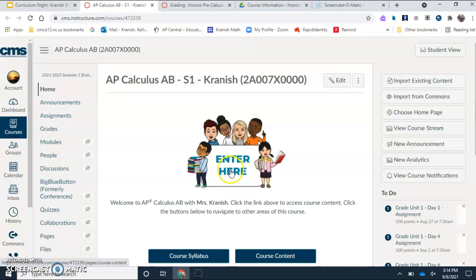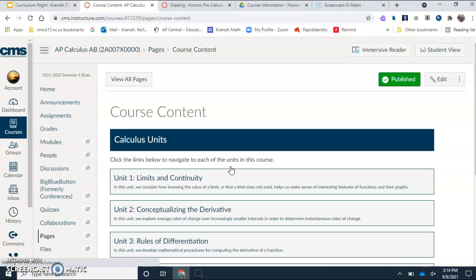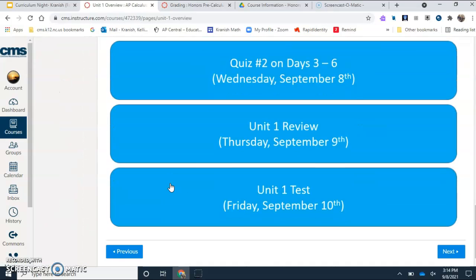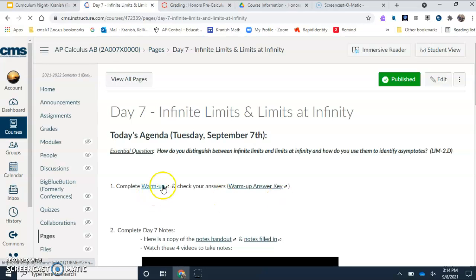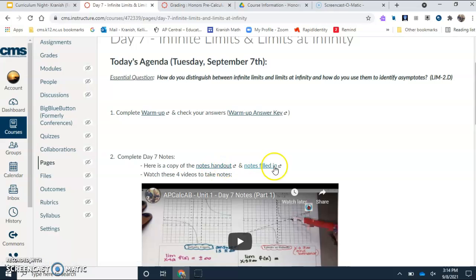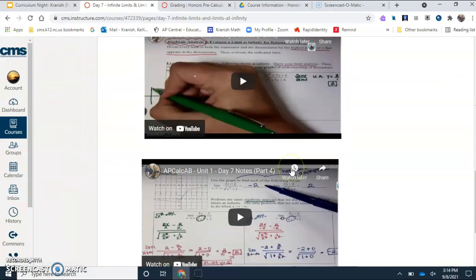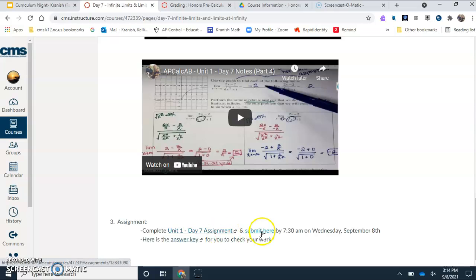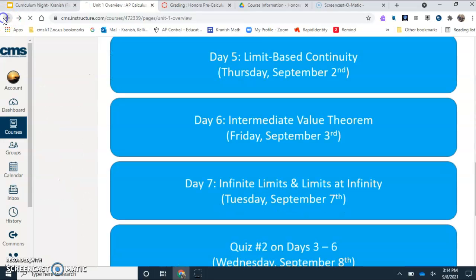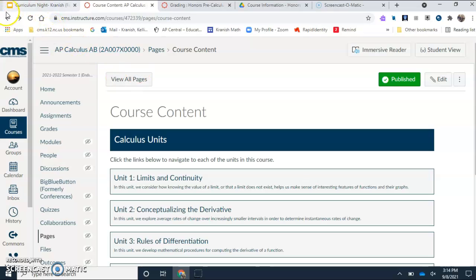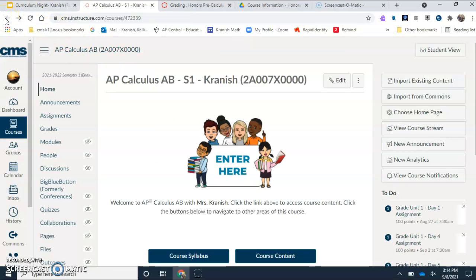So I'm going to go back to the calculus page. You're going to see it's very similar. They have an enter here button. We are actually still in unit 1, so I'm going to click on unit 1. They'll just click on what the day is. Same thing: they have warm up and answer key, notes handout, me working through the notes, an assignment, where to submit the assignment, and an answer key. So it looks exactly the same. If your students had pre-cal last year, they either had me or Miss Edwards, and our courses were set up the same, so everything should look familiar.